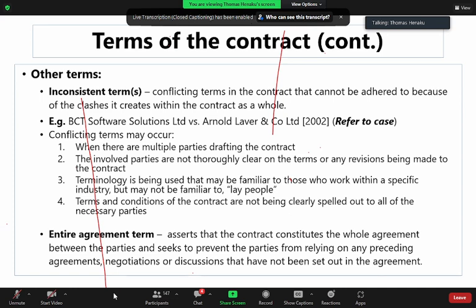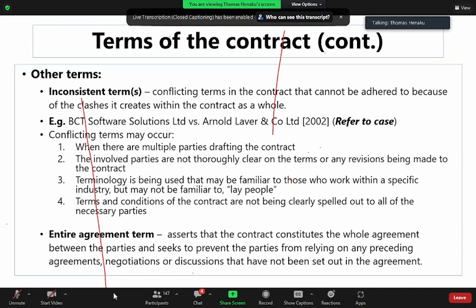a contract. So, for example, when there are multiple parties drafting the contract, some would agree to the contract at some point, oblivious of what others have already agreed on, and therefore the terms will conflict, or the involved parties are not thoroughly clear on the terms, or any revision being made to the contract. Maybe some party may not be privy to some revisions that have been made, and the situation arises, and you see that there is litigation, and then you say, but that is not what we agreed on.